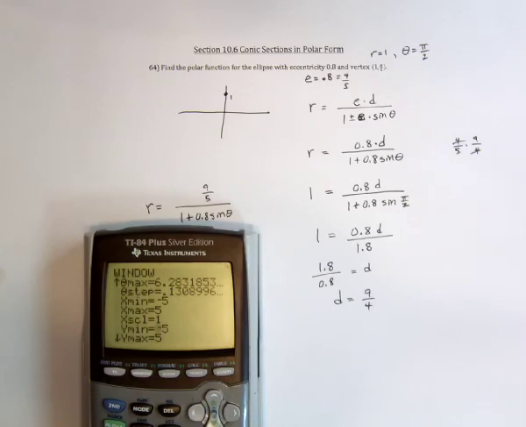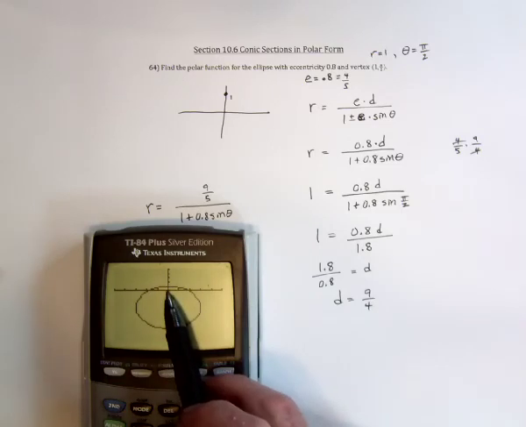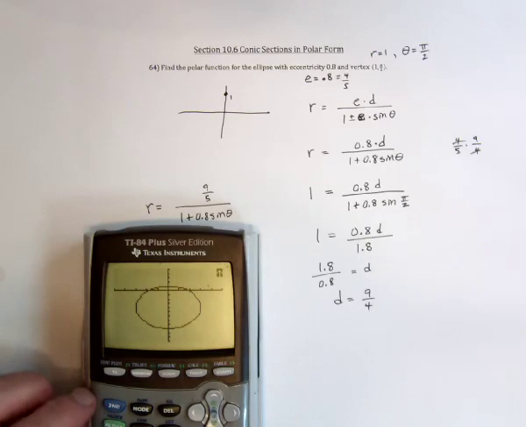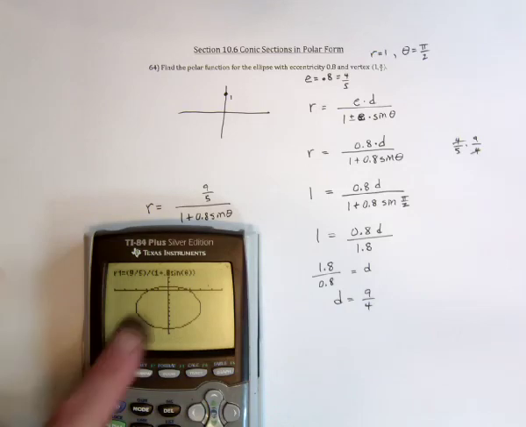I need to change the y value so I can see the bottom of it and make sure it's the right shape. That is an ellipse. And if you look right here, if I plug in pi over 2, it should be right there at 1. Yep, there it is. We got it.